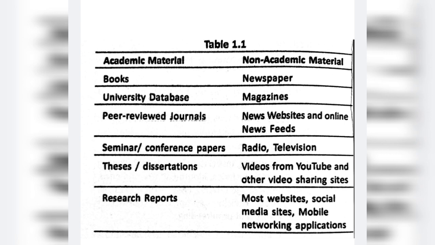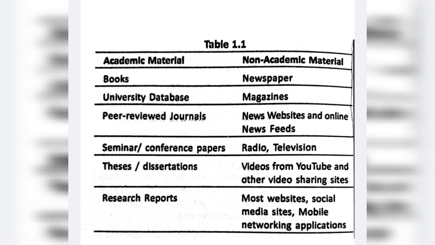Then comes thesis and dissertation. Both are research related work. അതായത് as a student you will be doing research and that is thesis and dissertation. Then comes research reports. ഒരു PhD സ്കോളറോ ഒരു റിസർച്ച് ചെയ്യുന്ന ആൾക്കാർ ചെയ്യുന്ന റിപ്പോർട്ട്, that is also reliable. It is part of academic material. Then comes the next section, non-academic material.